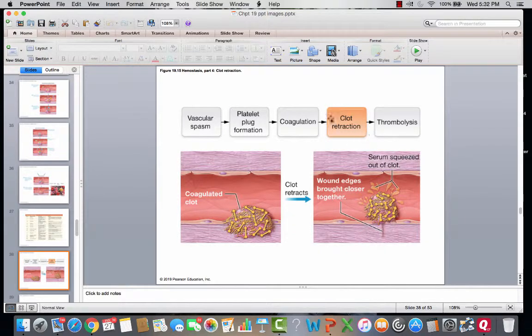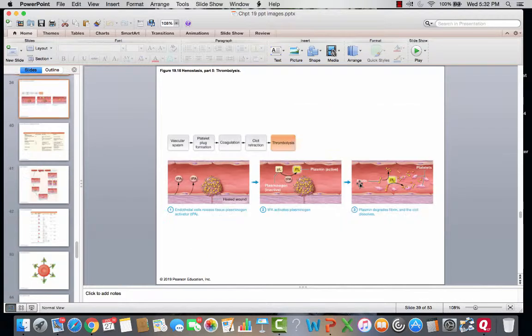So the first part, clot retraction, we're basically kind of slowly removing the Band-Aid, not quite pulling it off yet, but slowly removing it and kind of squeezing all the liquid out of it. And that's what's happening during clot retraction. And then thrombolysis involves some different chemicals that are released by the endothelial cells. One of them is called tissue plasminogen activator, or TPA.